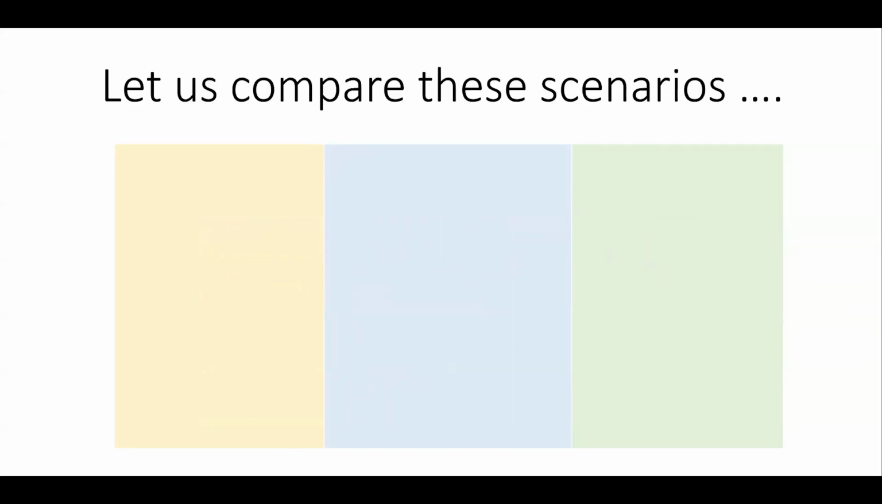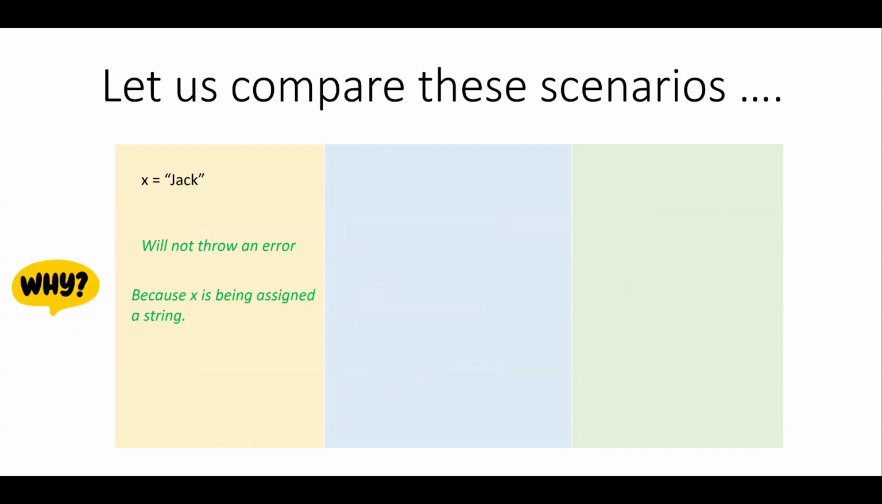Let us compare these scenarios. Let us say X is equal to "Jack". Now Jack is being put into quotes. That is why it will not throw an error. Why? Because X is being assigned a string. Anything in quotes is a string.